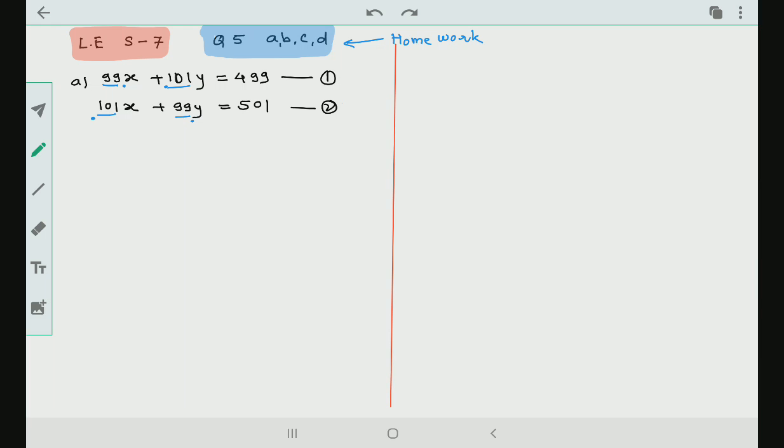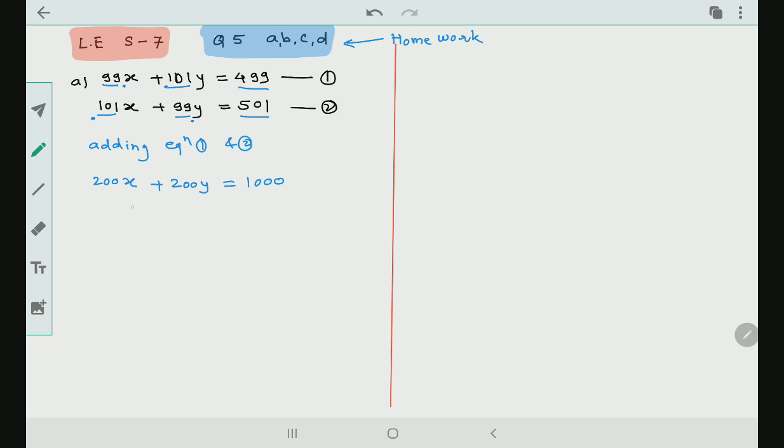Let's start working. In this question, irrespective of whether x or y is getting eliminated, I'm going to directly add the equations. So adding equations 1 and 2, what do I get? 99 plus 101, is it 200? Right. So here again I get 200 is equal to 499 plus 501, is it 1000? Right.